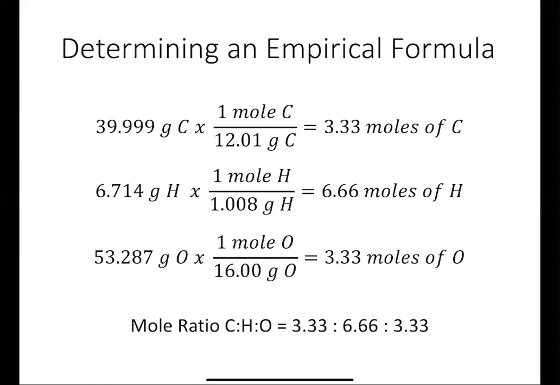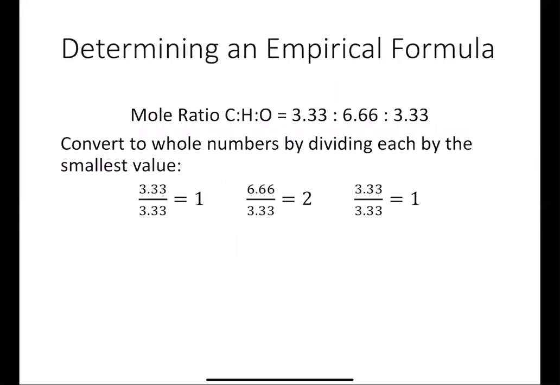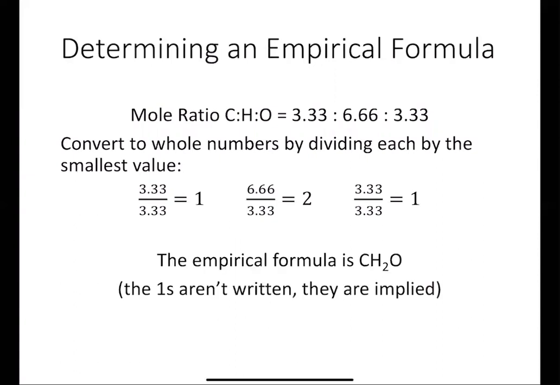Now we have two of them. Usually it's only one that ends up being exactly the lowest. But if we divide each of these, you have to divide them all by the same number, by 3.33, here's what you get. You get 1, 2, and 1. Well, that's much better. We can now put that into our C, H, and O. So we have C1, H2, O1. But remember, the ones are invisible, so we just don't write them. It's just CH2O. Okay, so that's how you determine an empirical formula.